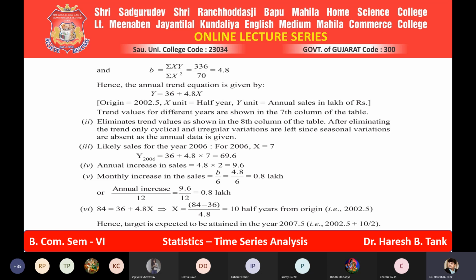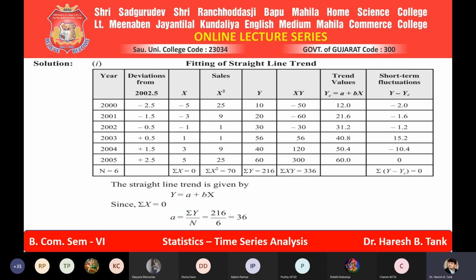Now once you get this equation, you have to make a column, as they did it here, for trend value. Y is equal to YC, Y calculated, which is equal to A plus Bx, where your value of A is 36 and value of B is 4.8. Go on substituting different values of x and get the values, right? So this becomes YC now.